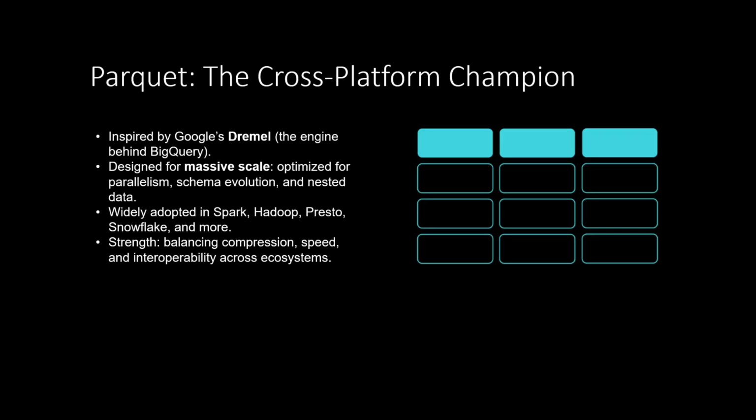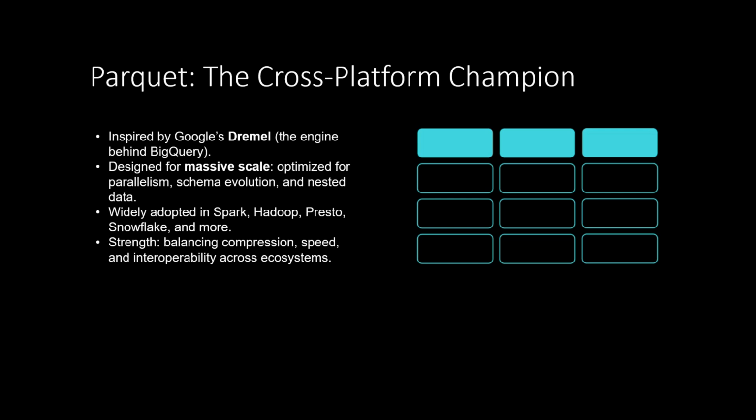Dremel was designed for massive scale. It was optimized for parallelism because we are talking about a distributed architecture and a big data world. So definitely parallelism is needed. Schema is going to evolve with time. So we definitely need something where schema evolution is possible. And there can be nested data because data is complex and in multi formats. That's where Parquet was designed to have all of these characteristics, inspired by Google's Dremel, let's say. It is widely adopted in Spark, Hadoop, Presto, Snowflake, all different kinds of technologies that we hear about. They all mostly use Parquet.